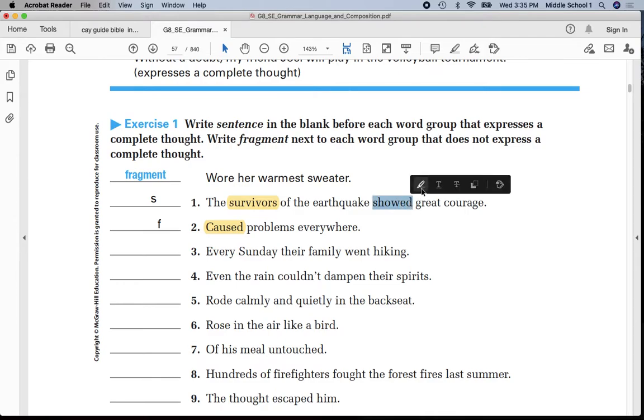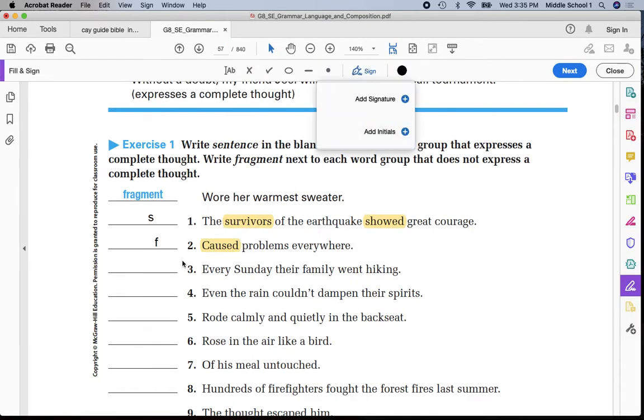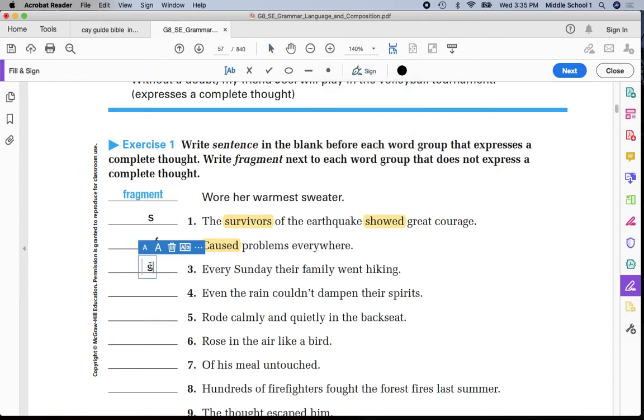Predicate, showed. The difference between number 1 and number 2 is subject, predicate, sentence. Only a predicate, that's a fragment. Sentence number 3: Every Sunday their family went hiking. It contains both. I'm calling that a sentence. Number 4: Even the rain couldn't dampen their spirits.